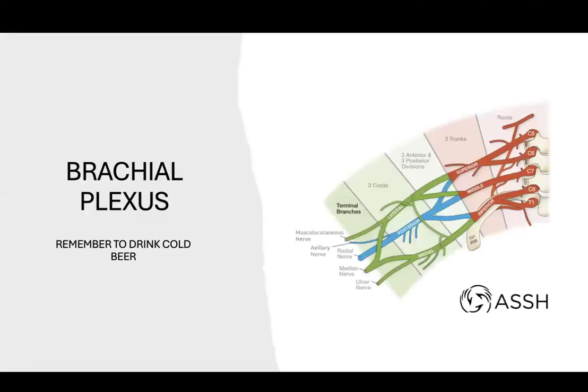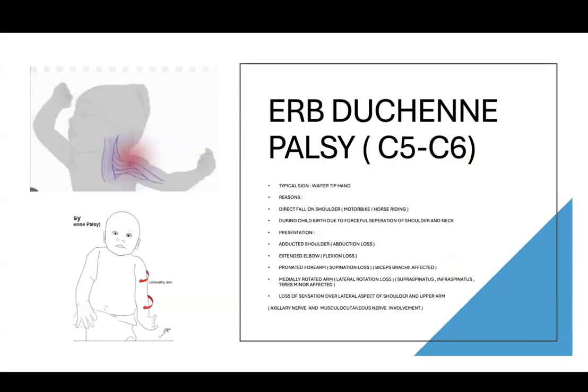Okay, Bismillah. So this is the brachial plexus. You can pause the video and look at it if you need a review. So the first one is Erb-Duchenne palsy. Let me just get my pencil.